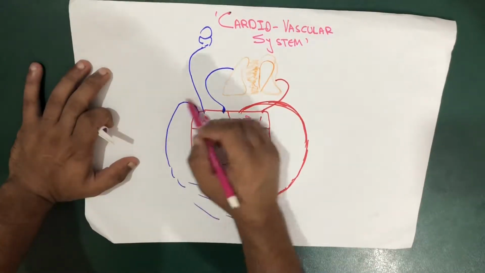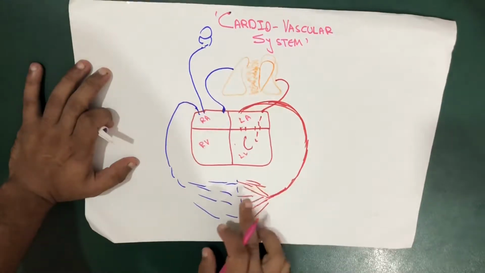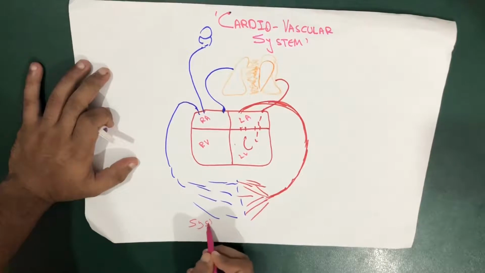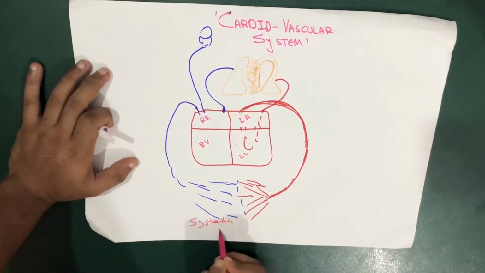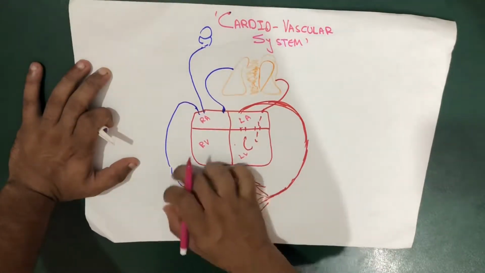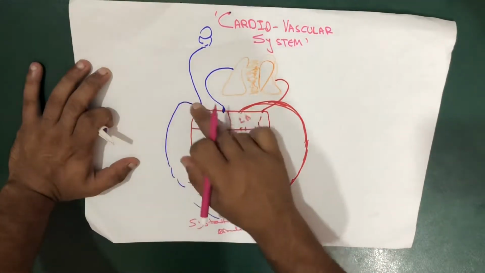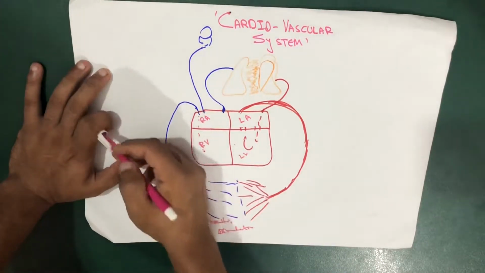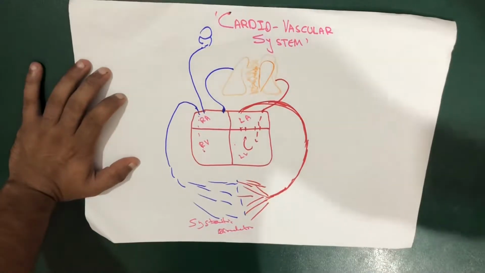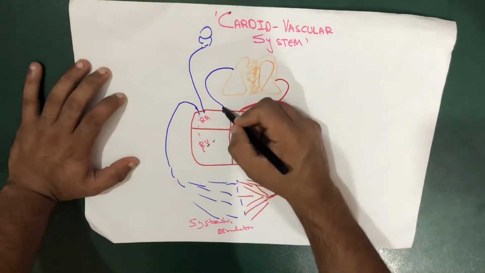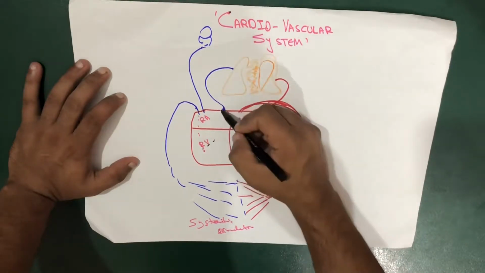Deoxygenated blood is received from the systemic circulation. Systemic circulation means the body. So this is the systemic circulation. What happens? You receive the blood from the systemic circulation into the right atrium, and from the right atrium the blood moves towards the right ventricle, and from the right ventricle the blood moves up into the pulmonary circulation.